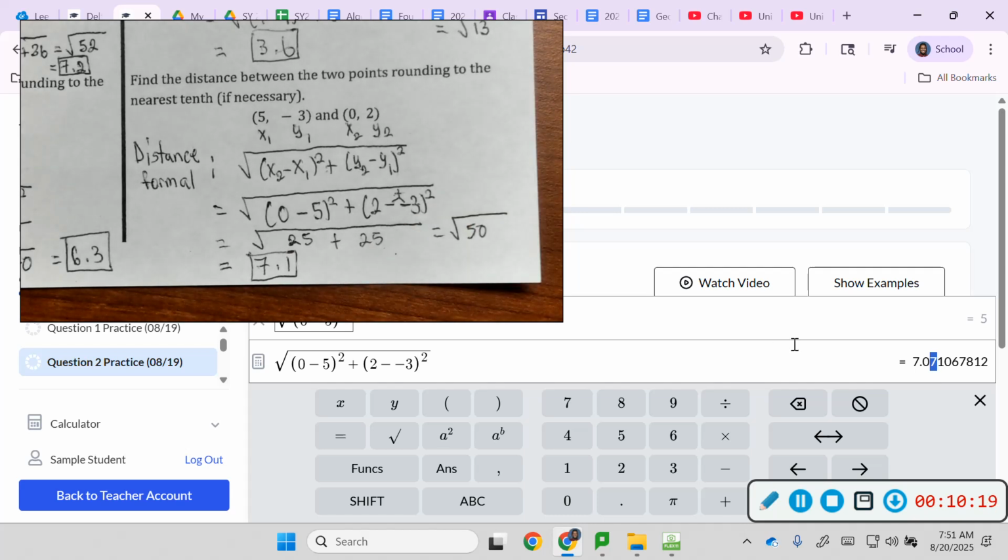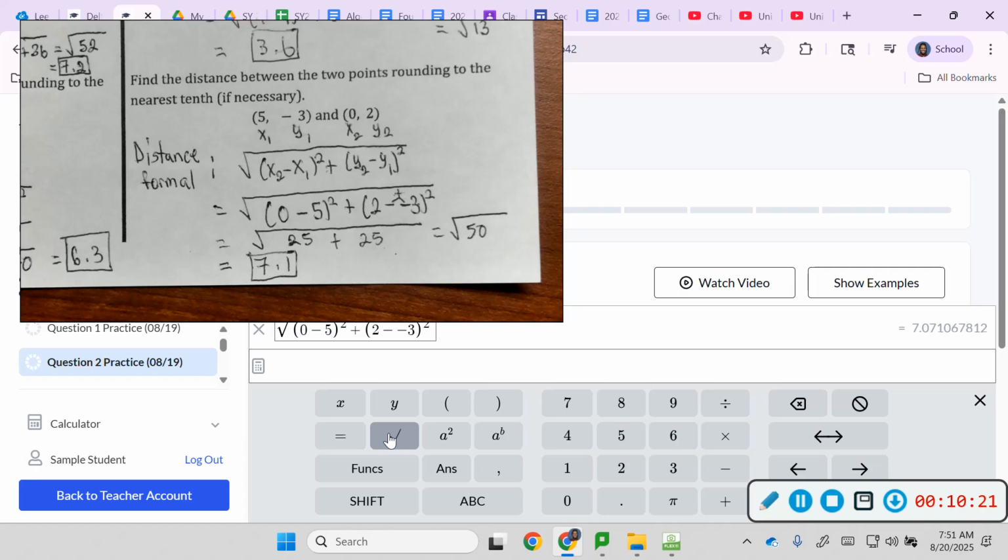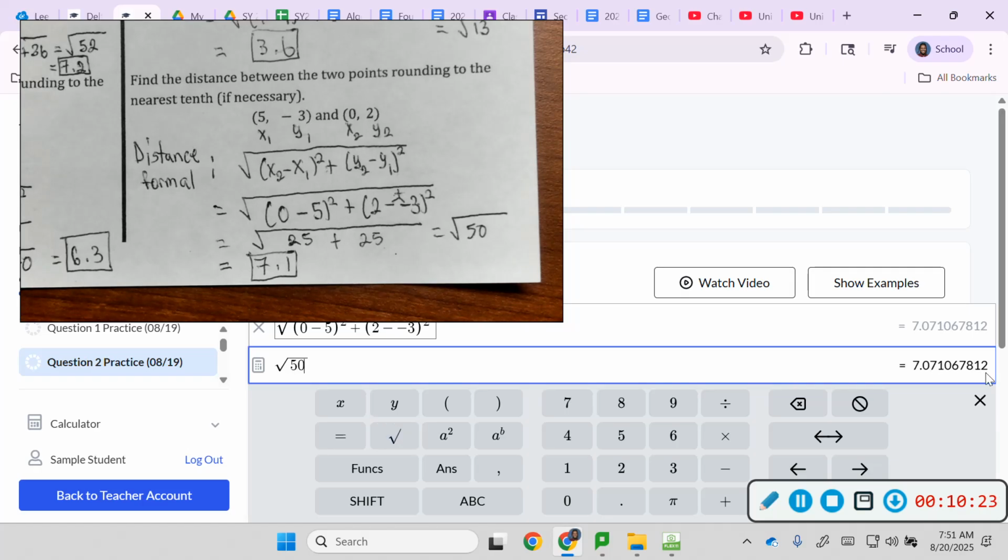And let's see what the square root of 50 is. So the square root of 50 is the exact same answer that we got. So again, just like that.